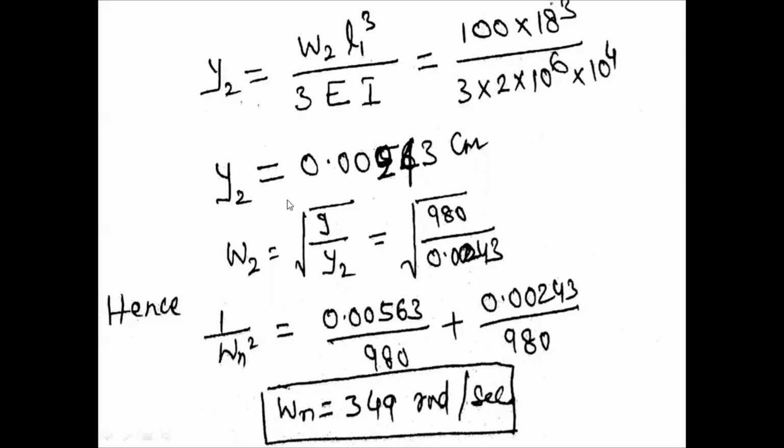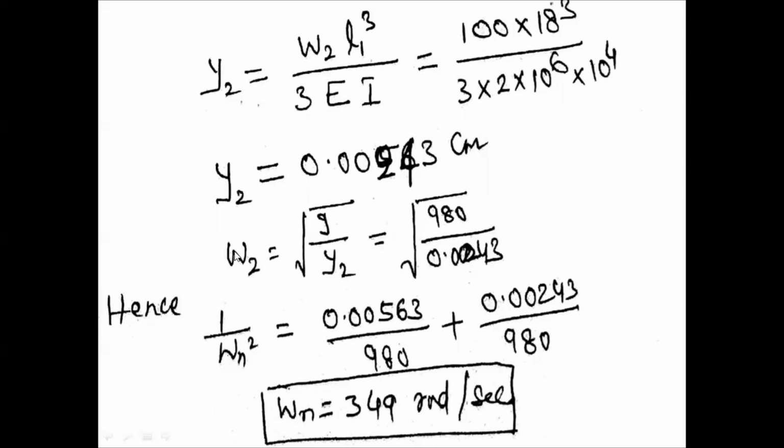So you can calculate the value of Y2. Y2 value comes out to be 0.00243 centimeter. So you can accordingly calculate the value of omega 2, that is equal to square root of G by Y2. Putting these values, you can get the value of omega 2.